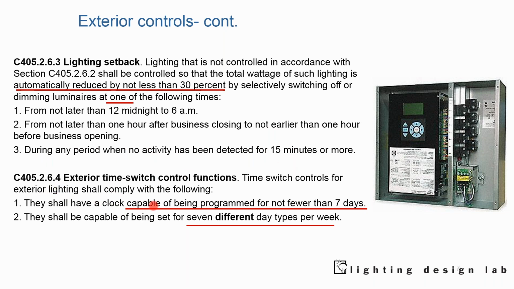Time clock functions shall be capable of being programmed for not fewer than 7 days, and they shall be capable of being set for 7 different types of days per week. So you might have Monday different than Thursday, maybe short hours on Monday, but longer hours on Thursday. Maybe Sunday is different than Saturday. Maybe you're not open Sundays, but you're open Saturday for either longer or shorter times. So you need to be able to adjust all of those different days.